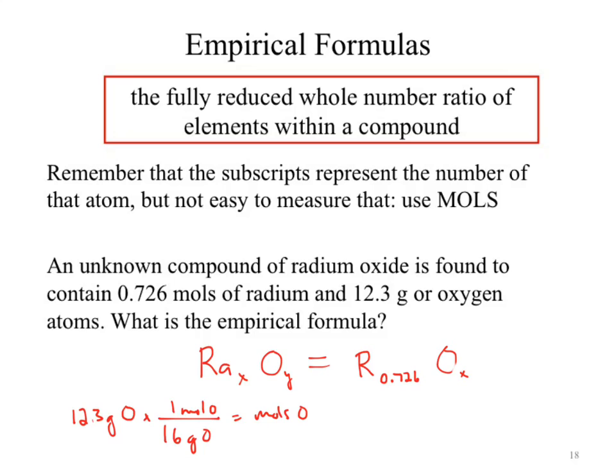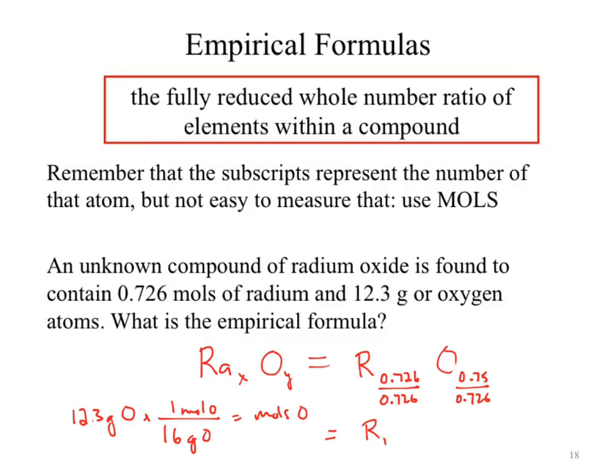If I punch that into my calculator, I'm going to get some weird decimal value. Something like that. So that could be my formula. That's still a pretty ugly formula. What could we do? We want the whole number ratio, so what do we do? Divide by the smallest number. What am I going to get?